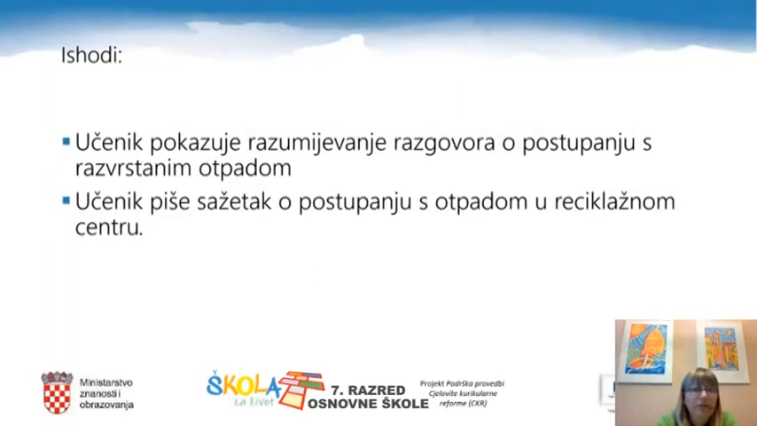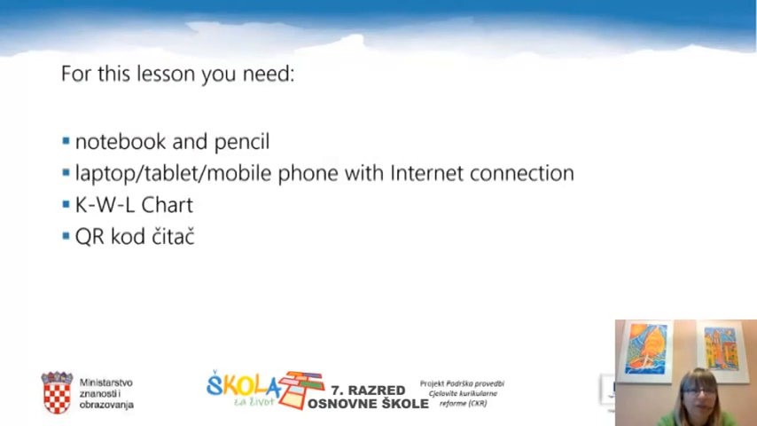By the end of today's lesson, you'll be able to show comprehension of the dialogue about separated waste management and to write a summary about waste management at the recycling center. For this lesson, you need a notebook and a pencil, a device with internet connection, KWL chart, and QR code scanner.